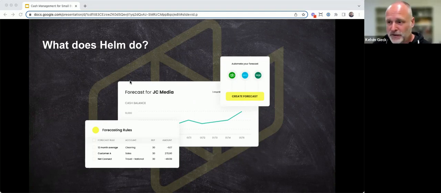So I'm running a bit long here, but I will now hop into what Helm looks like and can show you some of the features and how they would relate to cash management. Just give me a sec here to load up.